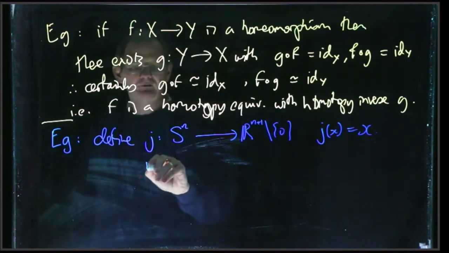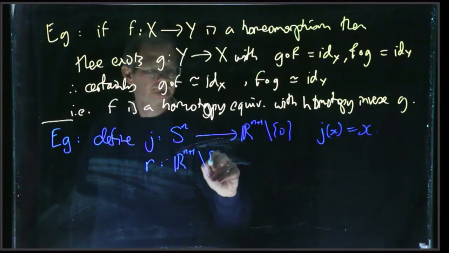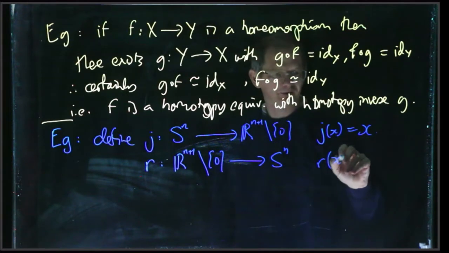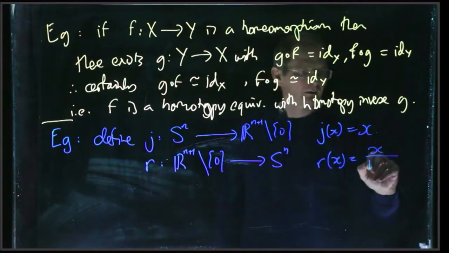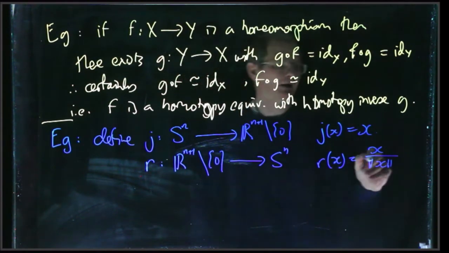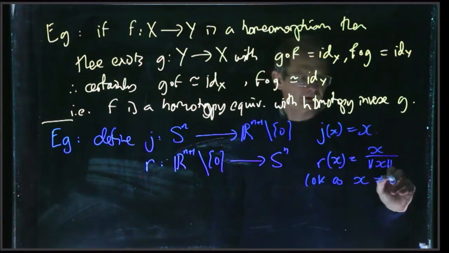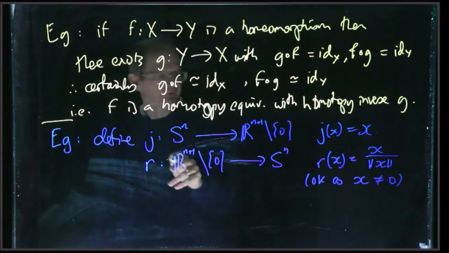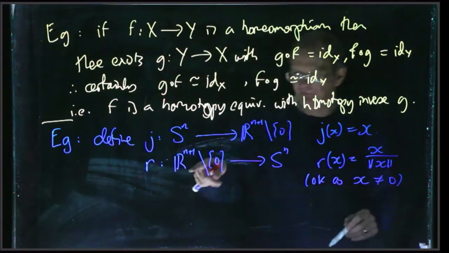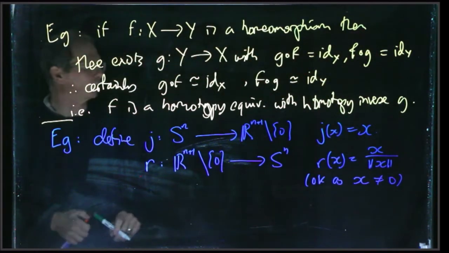And we define a map r in the opposite direction, just the usual kind of normalization map, where we just divide by the norm of x. The domain here is R^(n+1) with 0 removed, so x here is supposed to be an element of this space. It's a non-zero vector, so it has non-zero norm, and it's admissible to divide by the norm there.